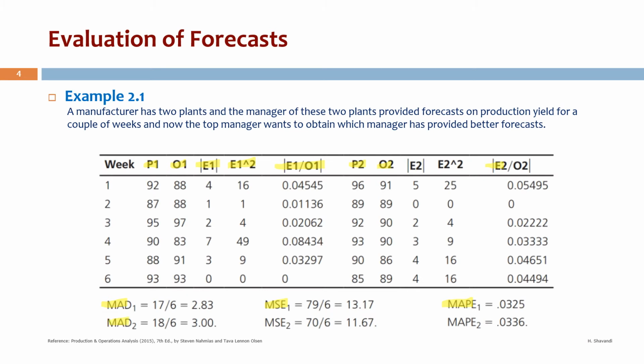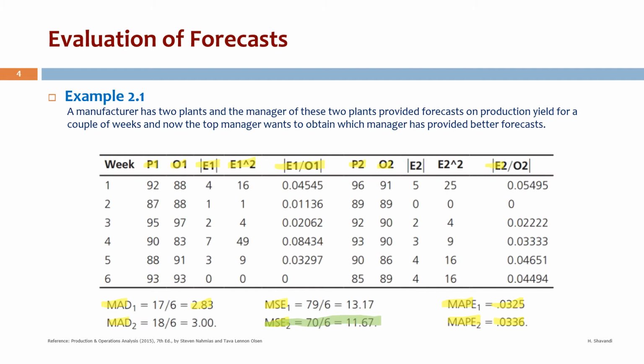So as you see here, we have the MAD, MSE, and MAPE for both plants, and if we just consider the MAD criterion, we see that plant 1 has better performance than plant 2. Or if we consider MAPE, again, same. Plant 1 has slightly better performance than plant 2. But if we consider the MSE here, mean of squared errors, we see that plant 2 is providing a better forecast than plant 1.